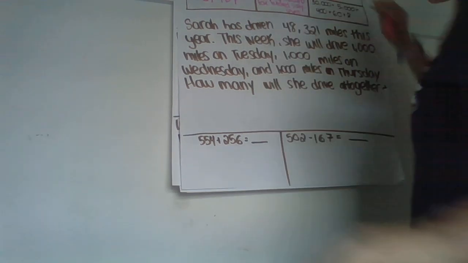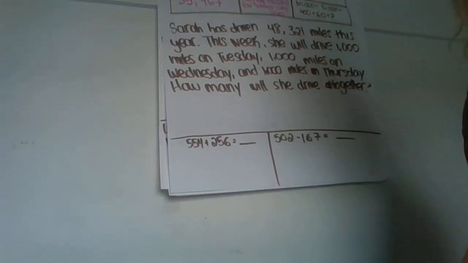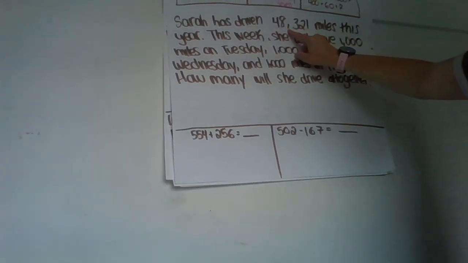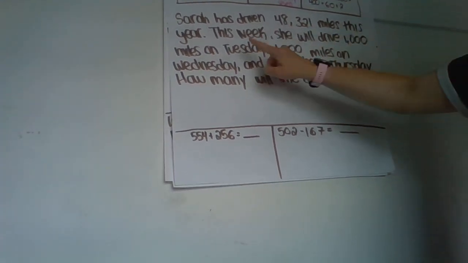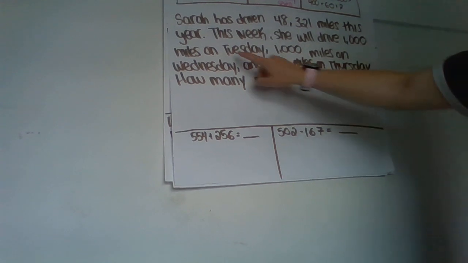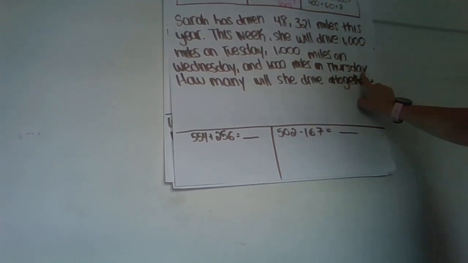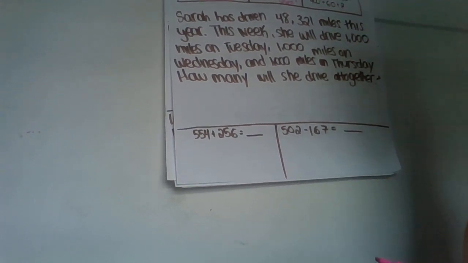Okay, let's read this next problem together and see if we can find the most important words. Sarah has driven 48,321 miles this year. This week, she will drive 1,000 miles on Tuesday, 1,000 miles on Wednesday, and 1,000 miles on Thursday. How many will she drive altogether?